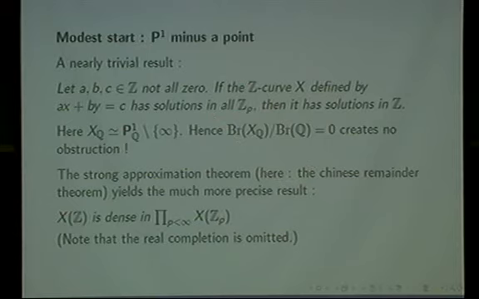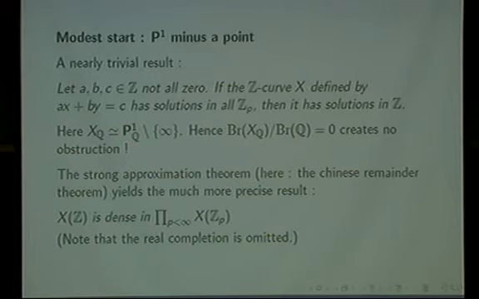Okay? So here's a nearly trivial result. You take a, b, c in Z non-zero. You look at the equation ax + by = c. So if there is a solution in Z_p for all p, then there is a solution in Z. Okay, that's not too hard. But it's not completely obvious. I mean, it's a strong approximation theorem. It's a Chinese remainder theorem in some form.